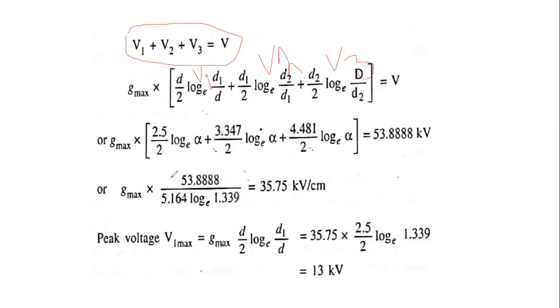Then we substitute all the values in this formula: G max into d, where d is the diameter of the conductor, by 2 log e of alpha, whose value is 1.339 as already derived in the previous slide, plus d1, the intersheath diameter calculated in the previous slide, that is 3.347, by d, the diameter of the conductor, that is 2.5.